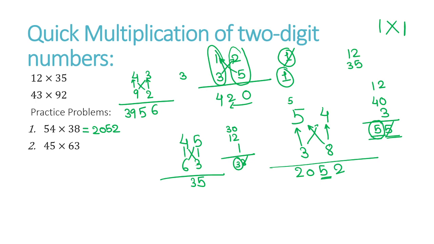Now this is 6 4s are 24, and this 24... oh, that should be 4, so it will be 43. Yes, it is 43. So 4 is carried forward. 6 4s are 24. 24 plus 4 is 28. It is going to be 2835.